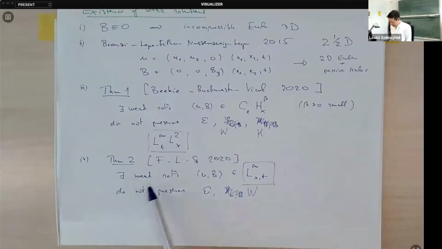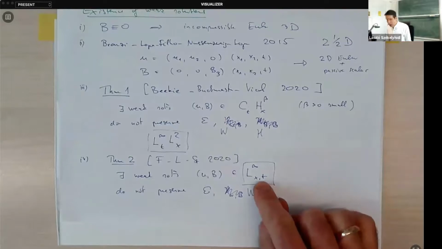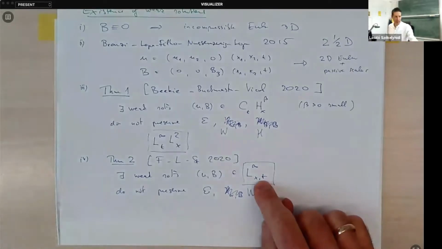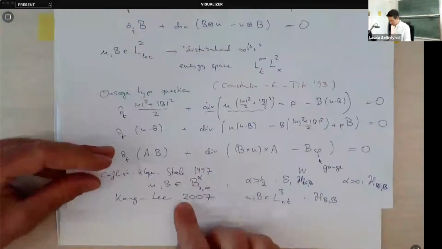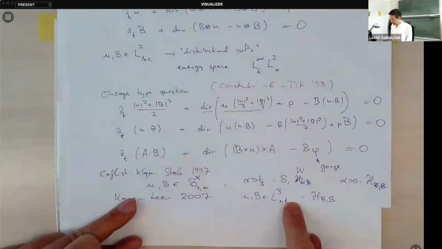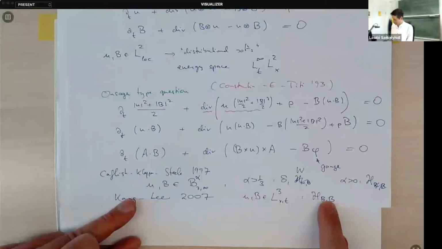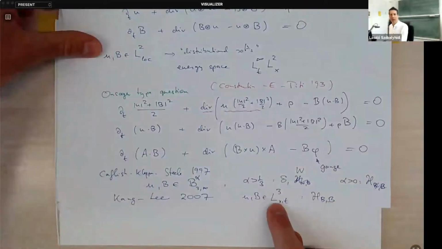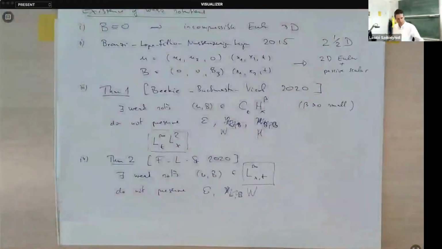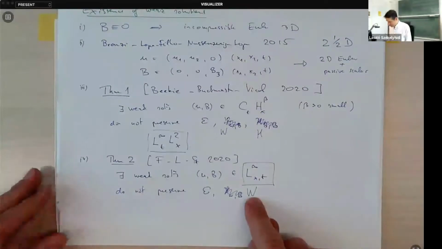And with Faraco and Lindberg, what we proved is the existence of weak solutions which are bounded, and they do not preserve the total energy and the cross helicity. Of course, being bounded means that they have to preserve, by this result of Kang and Lee, the magnetic helicity. Okay, so they are above this L3 threshold. So a fortiori they preserve the magnetic helicity.